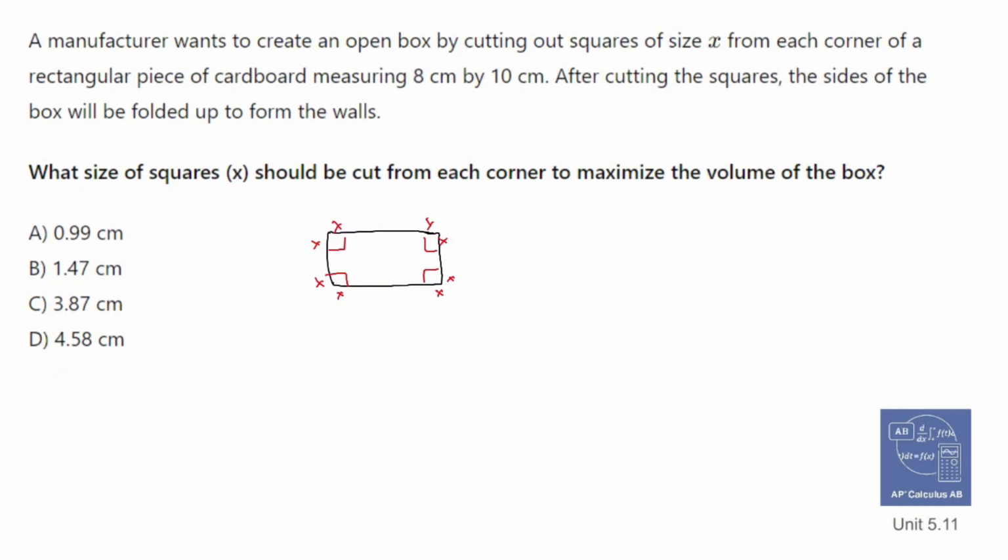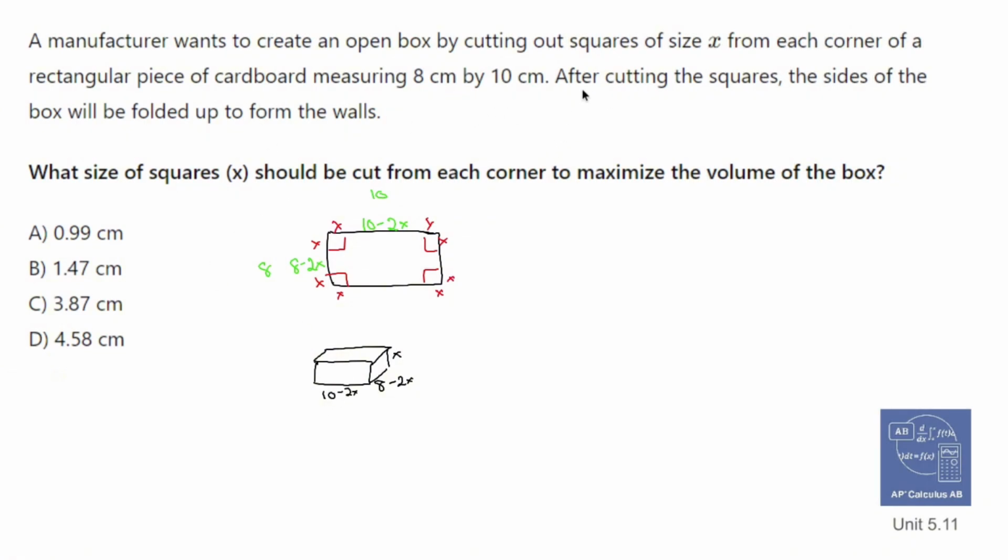Now I know that one of these sides is 10 and one of these sides is 8, which means after I cut things out, you're going to be 10 minus x, so 10 minus 2x, and you're going to be 8 minus x, so 8 minus 2x. When I take these sides and fold them up, that gives me a box with an open top, right? Where the height is going to be x, the width is going to be 8 minus 2x, and the length is going to be 10 minus 2x. So this is where the fun begins.